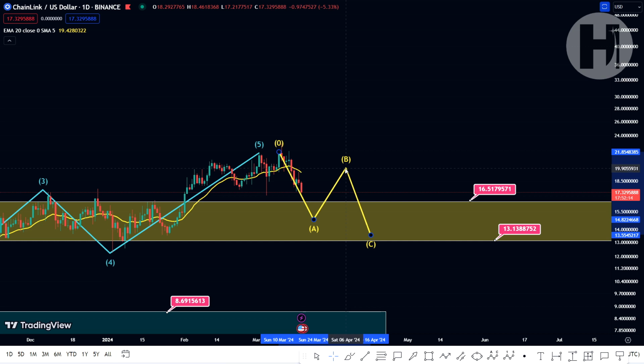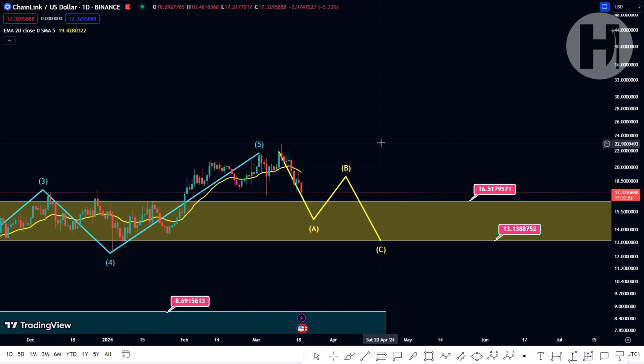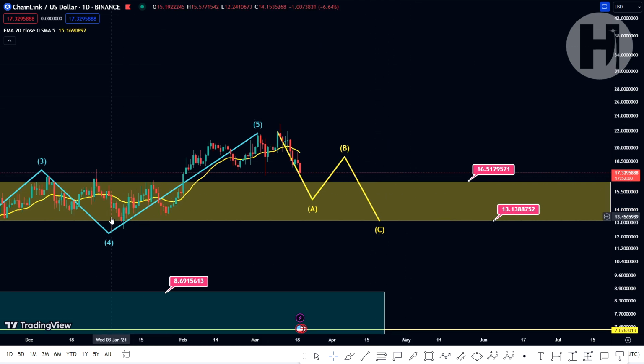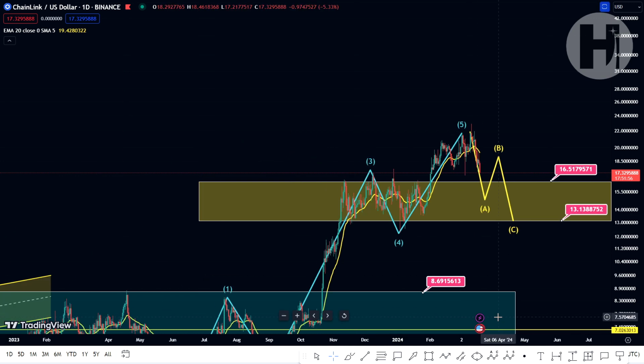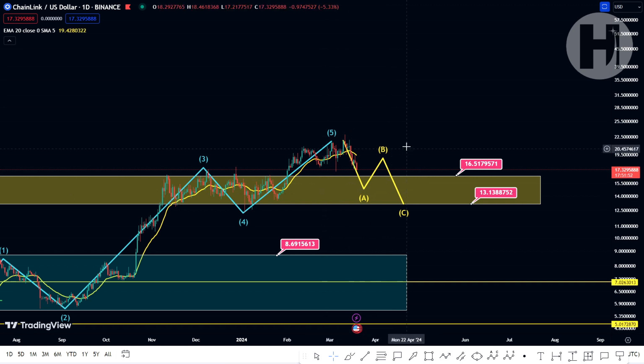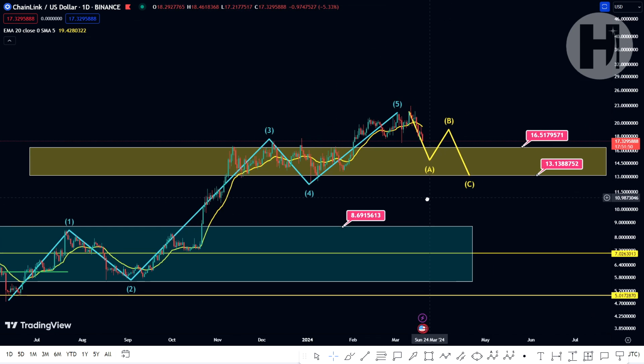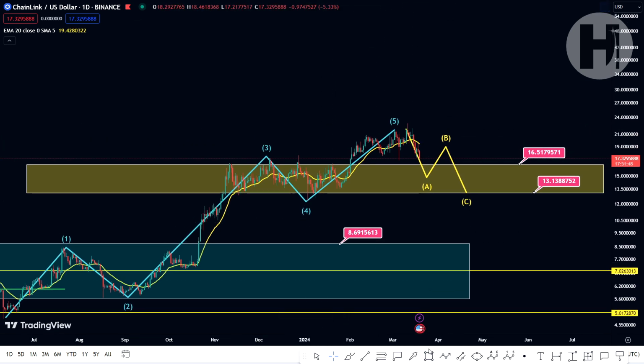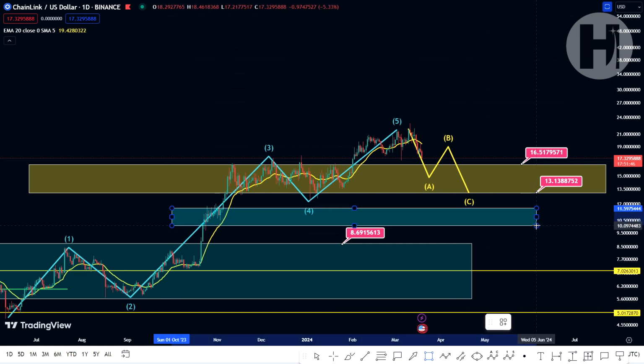So we could, let's say, get back to $20. Or let's say we retest this resistance here at $19. And then from that, we're going to get a rejection and we print a C leg low, potentially taking us down to these lows from January 2024 at $13.13-ish. That's what we're looking at. If we do end up dropping lower, that's great. Just make sure you set up some buy limit orders in advance.